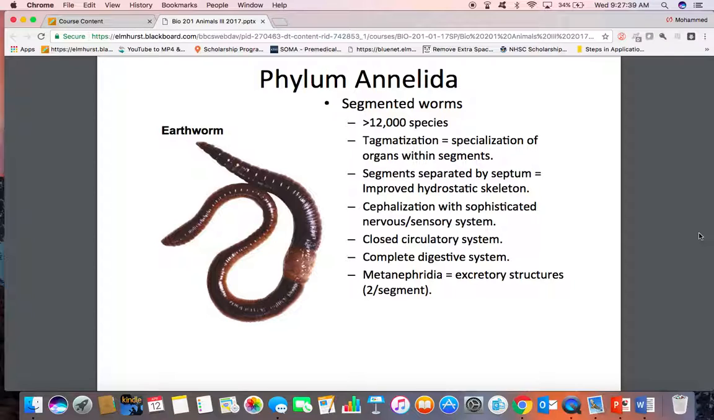There are closed circulatory systems with portions of the system that are actively pumping. So we call them hearts, but they don't have valves the way that normal hearts do.